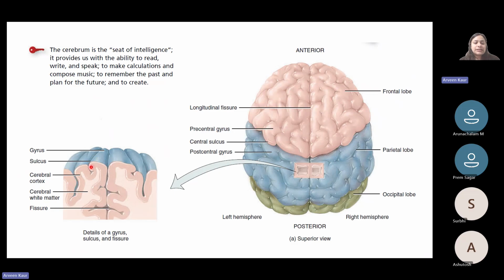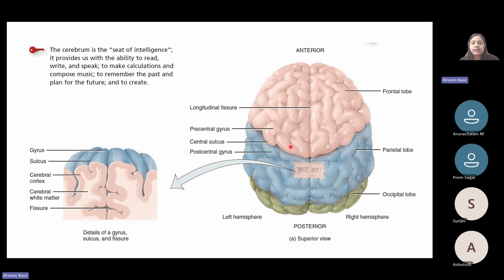These are the sulci, and these are the gyri, gyrus, sulcus. This is the cerebral cortex, this particular dark colored region. This is the cerebral white matter, the white colored region. These are the fissures, the deeper grooves are the fissures, right? Details of a gyrus, sulcus, and fissure are shown over here, right?